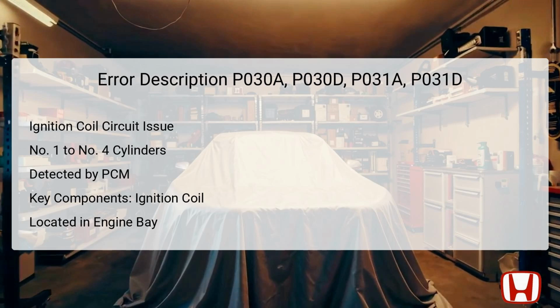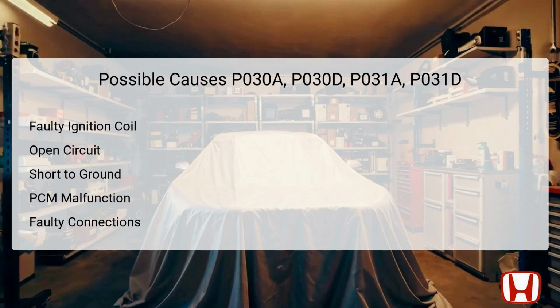The PCM monitors the ignition coil's performance. If the return signal does not change adequately when the ignition is triggered, the PCM identifies this as an anomaly, leading to the storage of the respective DTC. Each DTC corresponds to its specific cylinder's ignition coil. P030A is for the number 1, P030D for the number 2, P031A for the number 3, and P031D for the number 4 ignition coils. Understanding the role and location of these components is crucial for effective troubleshooting.